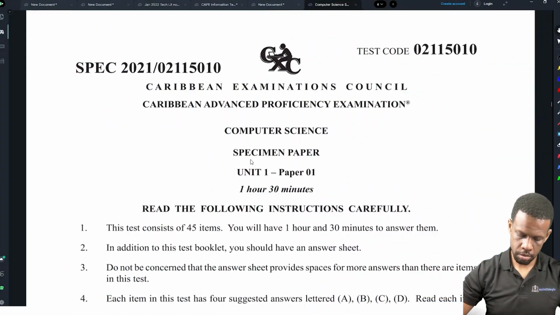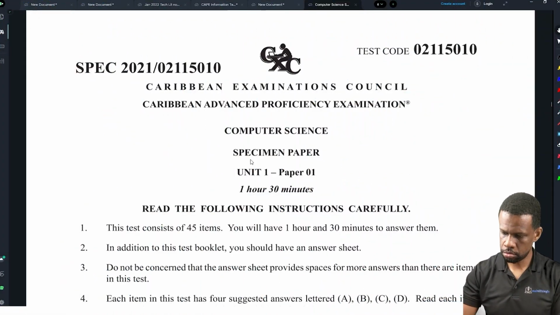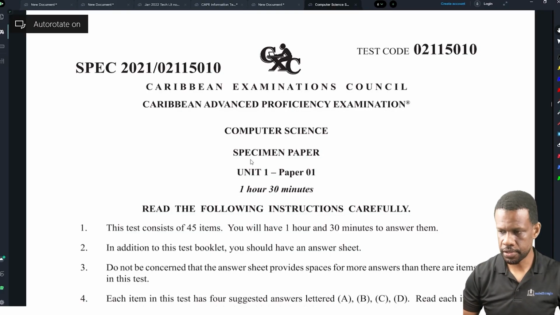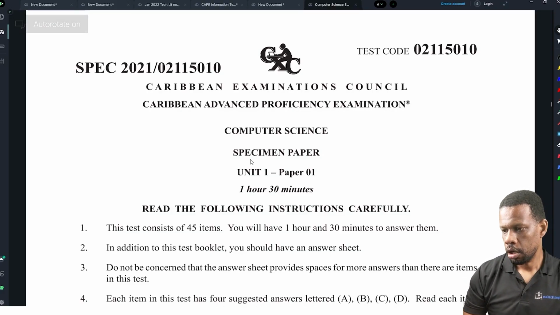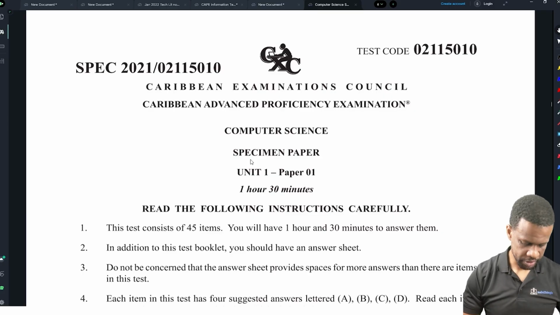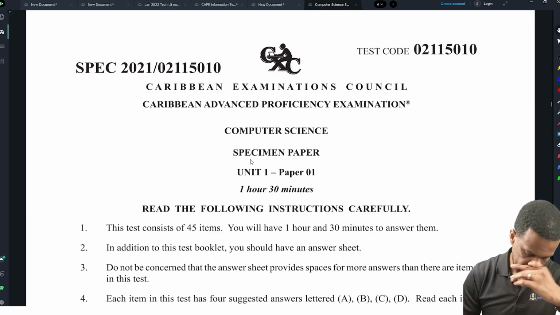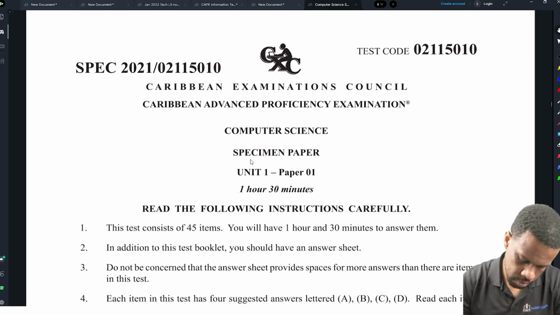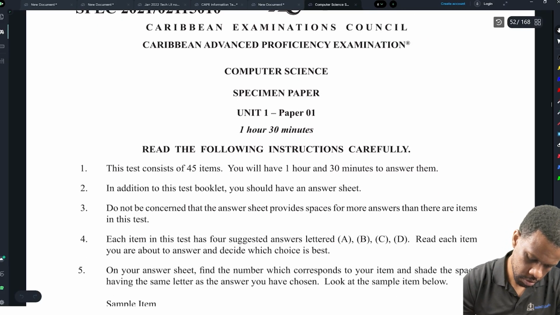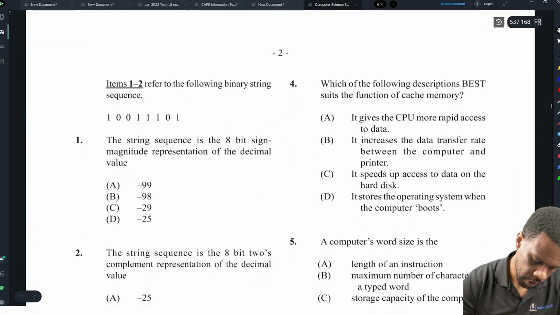Alright, let's go. This is the specimen paper. Of course, this is the 2022 syllabus, so that means this should be new stuff that we're encountering. I mean, we hope it's not just repeated questions from way back when. 2022 specimen paper, this is for 2022 and on.